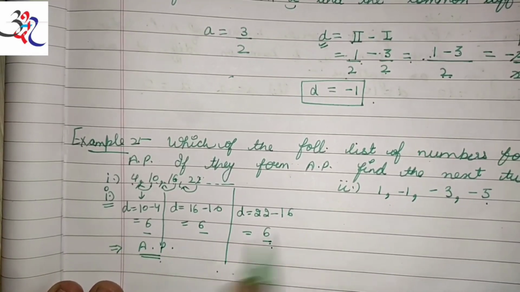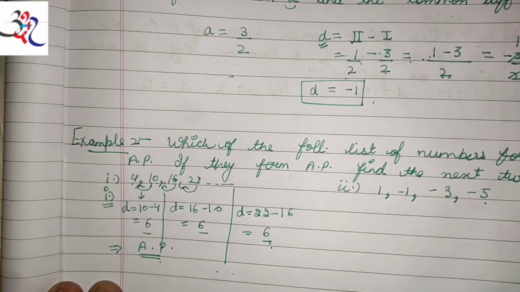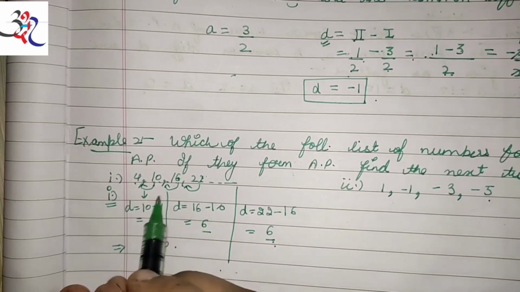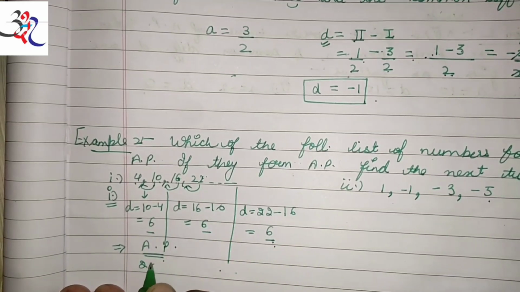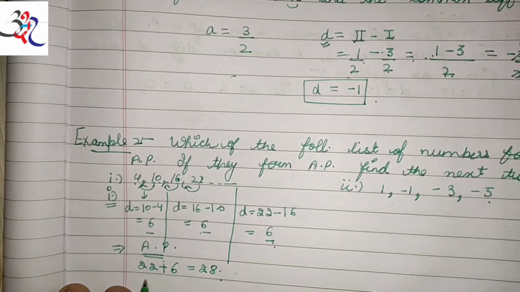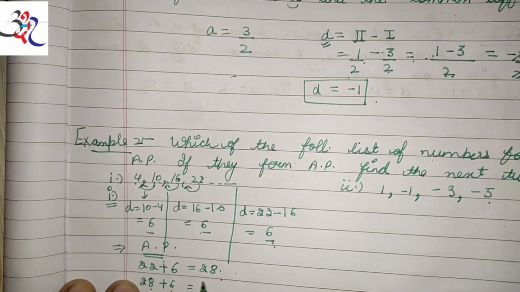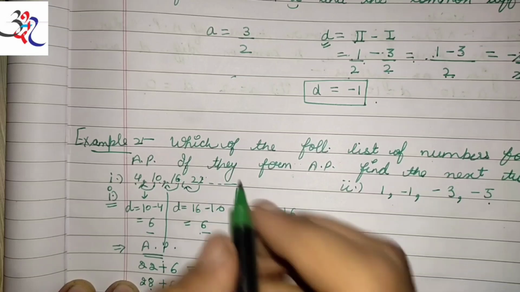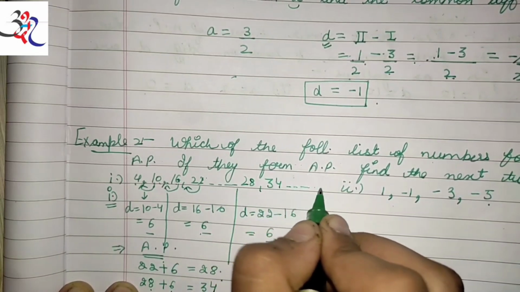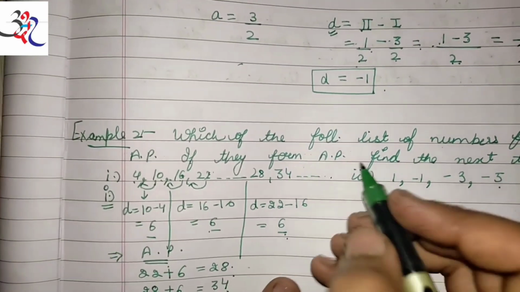So the statement says that if they are forming an AP, then you have to find out the next 2 terms also. So what will be my next 2 terms? My next term will be 22 plus my common difference, which is equal to 28. Similarly, the next term will be 28 plus 6, which will be equal to 34. So my next 2 terms will be 28 and 34.